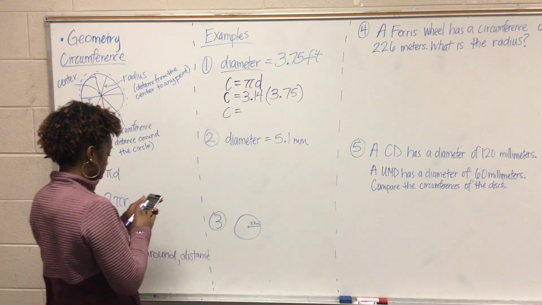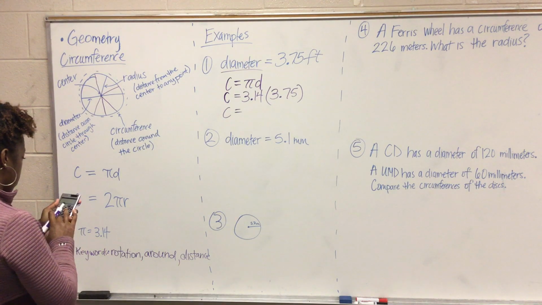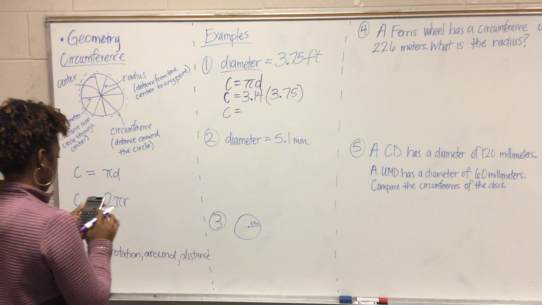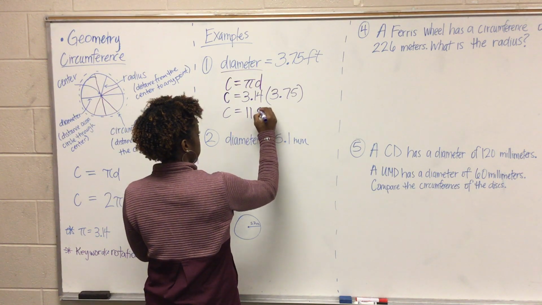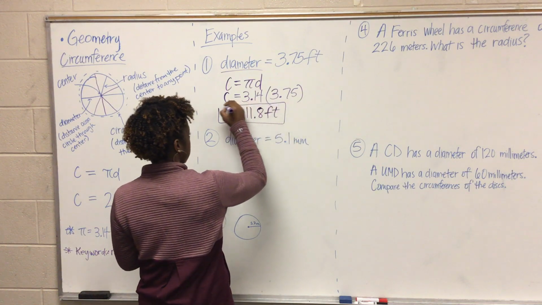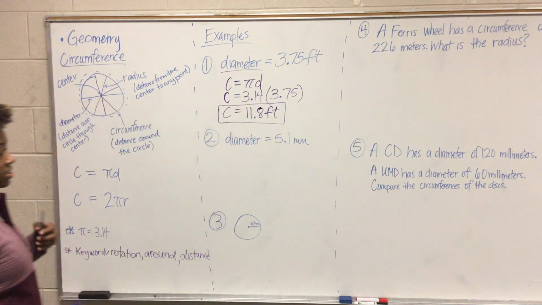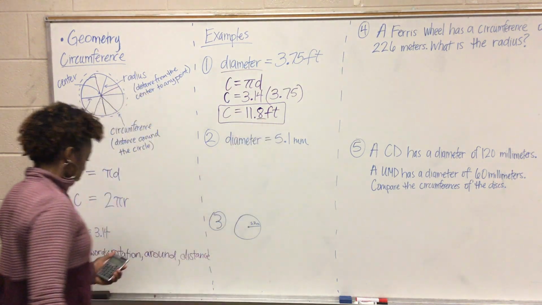So the circumference equals 3.14 times 3.75, which gives us 11.8 feet. This is rounded to the nearest tenth. We want to round this to the nearest tenth, which means one place after the decimal.